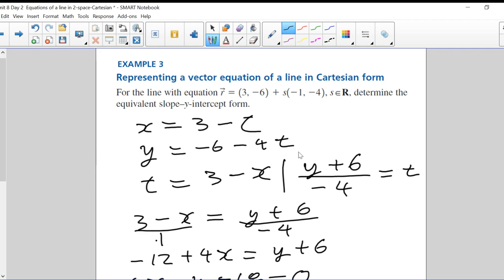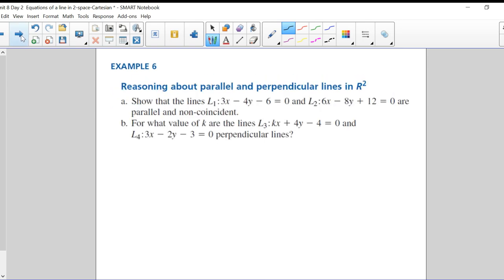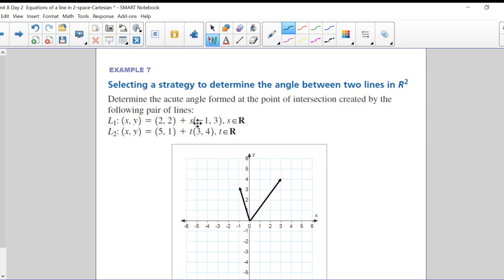All right. Since we have like 2 minutes, let me just quickly get to this one here. Determine the acute angle formed at the point of intersection created by the following pairs of lines. So what I did in this little diagram here is I put the position vectors on here. There's a position vector at 3, 4, up here, and a position vector at minus 1, 3, here.